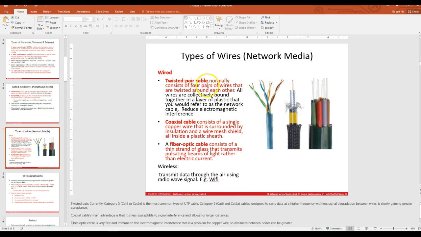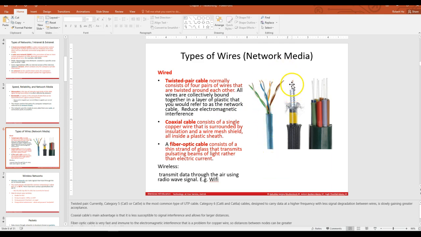This is called twisted pair cable because it consists of 4 pairs of wire that are twisted around each other, right? Why are the cables twisted? In order to reduce electromagnetic interference. Basically all the wires are bound together in a layer of plastic, which you refer to as a network cable. This is the twisted pair.